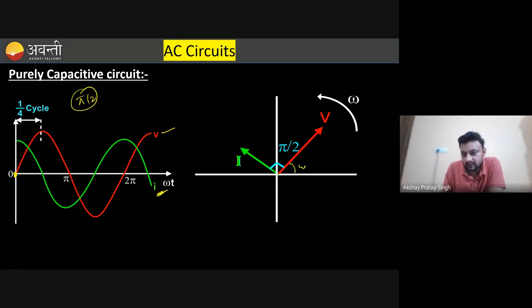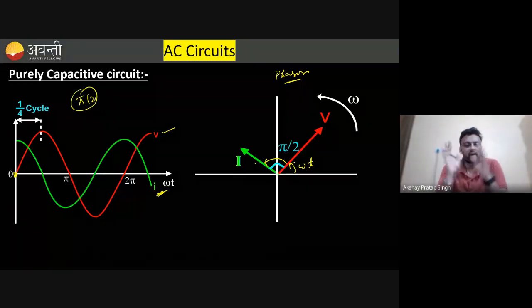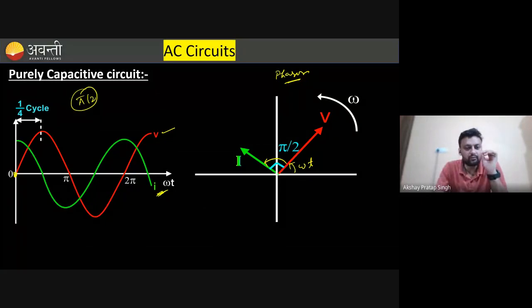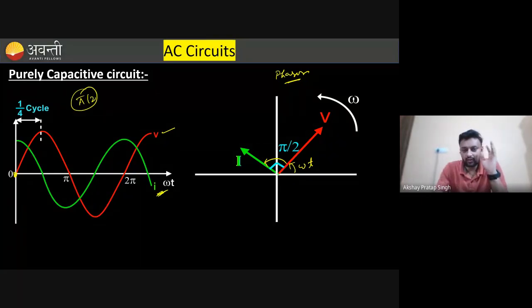On the same note, this is the graph. This is omega t. This is the phasor diagram. This is omega t. Anti-clockwise, we always take the angles in the anti-clockwise direction. Now, current leads it, so this angle is again going to be pi by 2. Now we will solve one question, and after that we will move towards another circuit. Hope you can solve the question on the next screen. Am I audible to everyone?